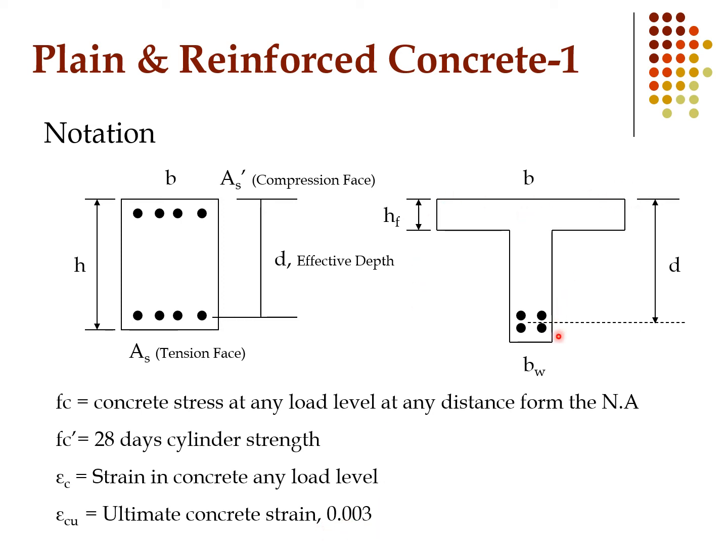Let's say we have a T-type section. Then again, b is the width of the top flange, bw is the width of the web, and hf is the thickness of the flange. Again, d is measured to the centroid of the group of reinforcement. If we have one layer of reinforcement, then its centroid will be this one. If we have two layers of reinforcement, then the distance from the centroid of the layers of reinforcement to the top concrete surface we call d.